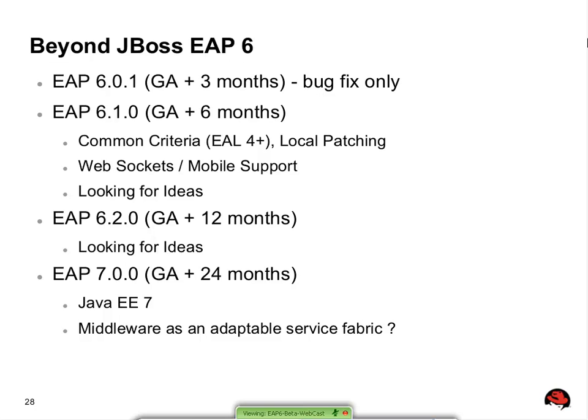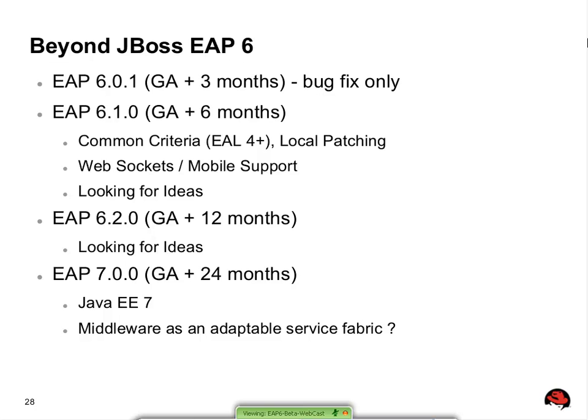Some of the things that will drop into the 6.1 would be our Common Criteria certification. That's something we do for the security certification for our federal government customers. A local patching capability, and also increased, better mobile development support, potentially WebSockets and other technologies. So, in general, we're looking for ideas. Use the beta as an opportunity to provide some feedback. Just from this morning's session, we've already got some additional ideas of things we could look at. So, keep those ideas coming.